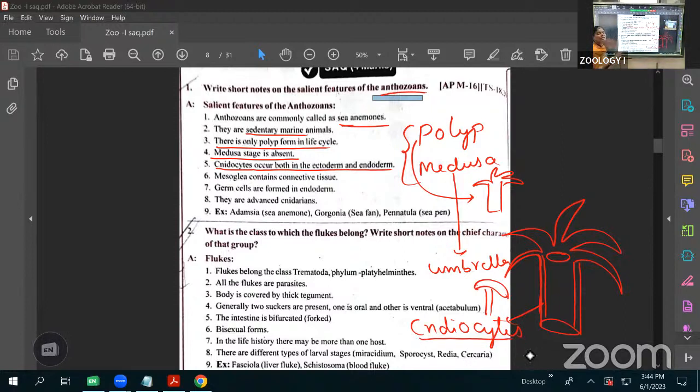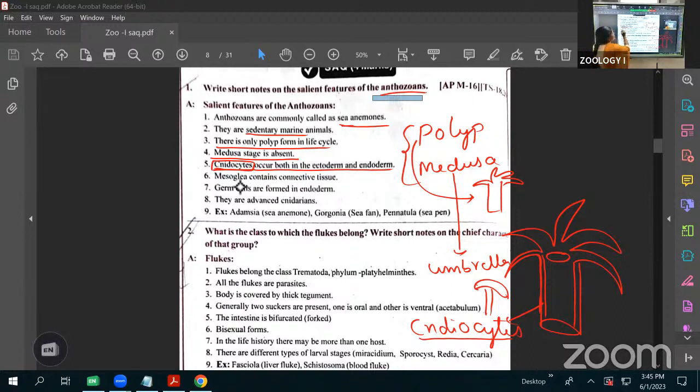That's why this phylum is also called Cnidaria. Before that it was called Coelenterata. The ectoderm and endoderm have special stinging cells, needle-like cells, that we call cnidocytes. That's why the name is Cnidaria.